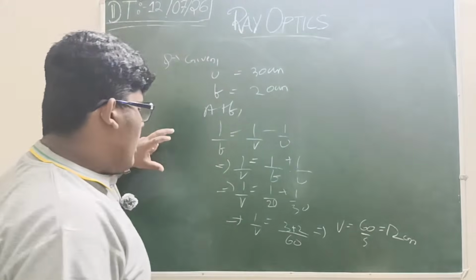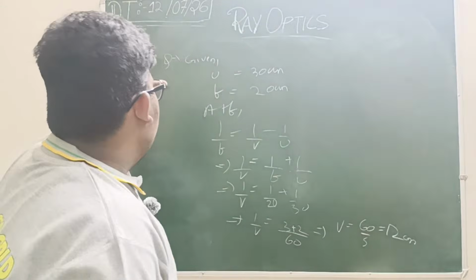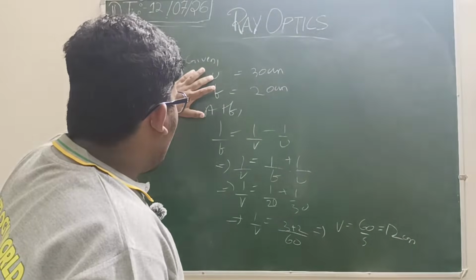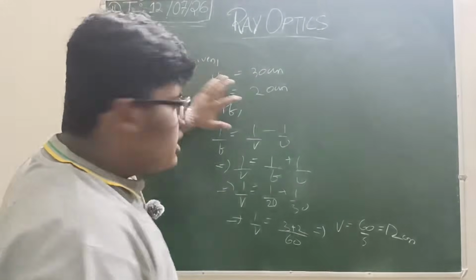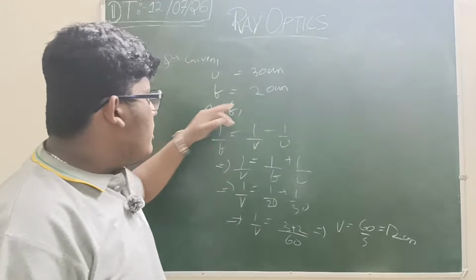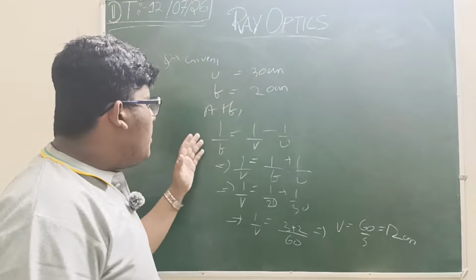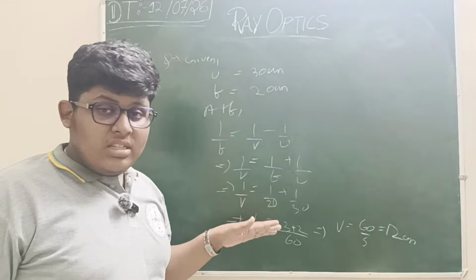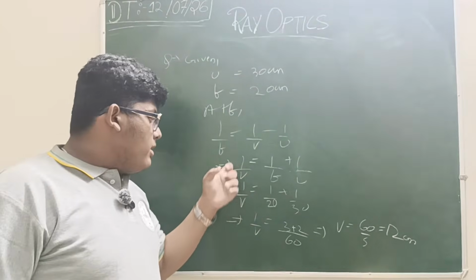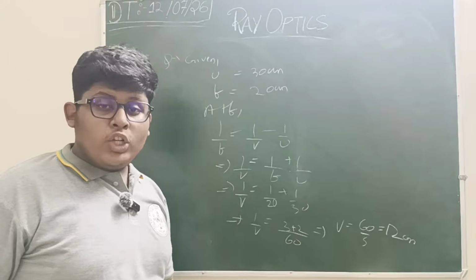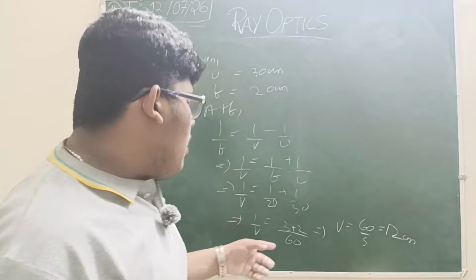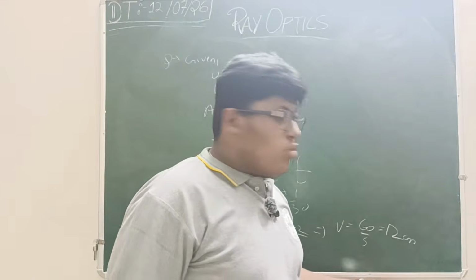As you get to know, given object distance is 30 centimeter, focal length is 20 centimeter. To find the value of v, that is image distance, by the lens formula, 1 by f equal to 1 by v minus 1 by u. By putting the values, we get the result that v is 12 centimeter.